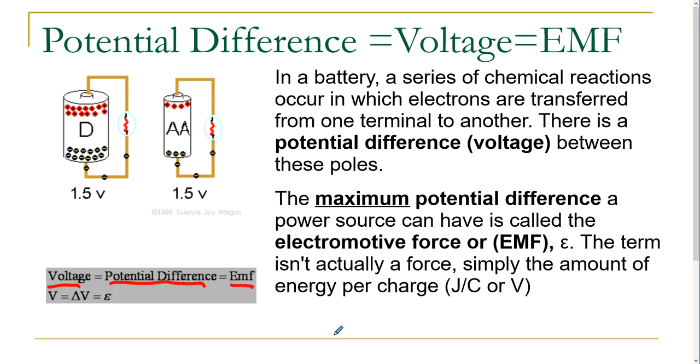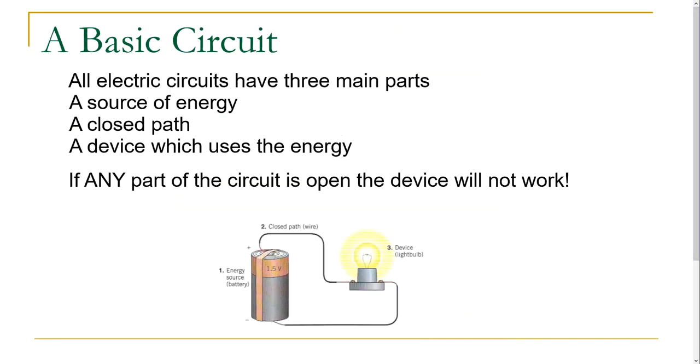Electromotive force is used a little more commonly in AP Physics 2. However, from time to time, it will pop up. It just means the same thing. It is denoted by that Greek letter, the lowercase sigma right here. As far as voltage goes, if you look under the hood of the volts, you get joules per coulomb. That tells you how much energy per charge, and that's always how we look at voltage: energy per charge.